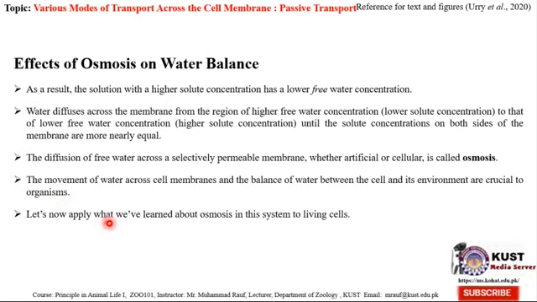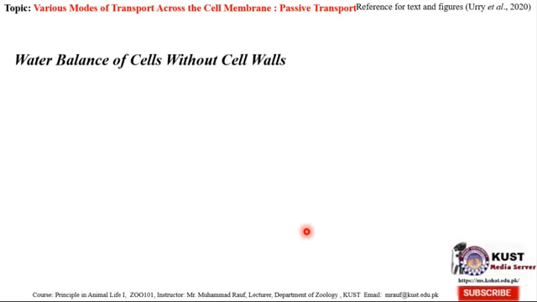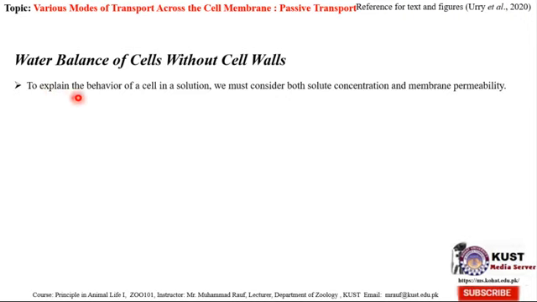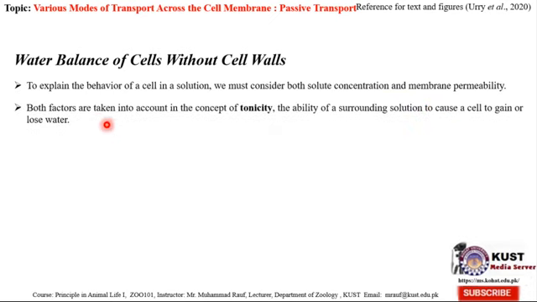So let's now apply what we have learned about osmosis in this system to living cells. So, water balance of cells without cell walls, that is animal cells. To explain the behavior of a cell in a solution, we must consider both solute concentration and membrane permeability. Both factors are taken into account in the concept of tonicity. What is tonicity? The ability of a surrounding solution to cause a cell to gain or lose water.